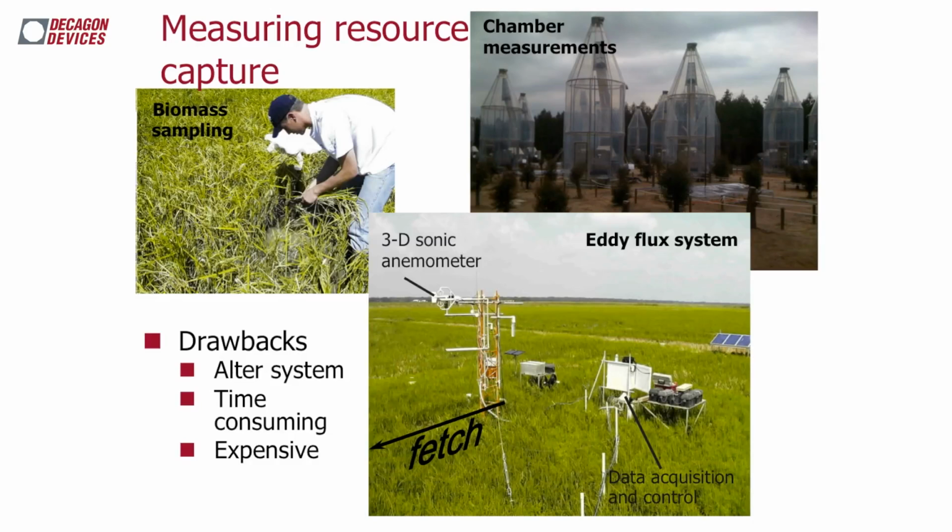And finally, down in the bottom middle, this is an eddy flux system. And we can measure the carbon dioxide coming into and going out of a system by simply measuring the eddies that move past a three-dimensional sonic anemometer and sampling out of those eddies the concentration of carbon dioxide and other scalars of interest like water vapor.